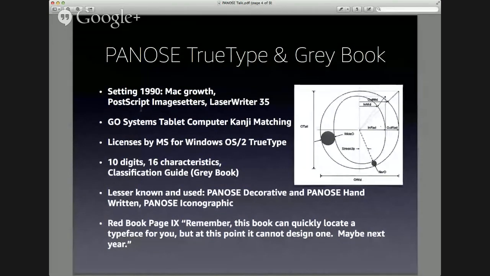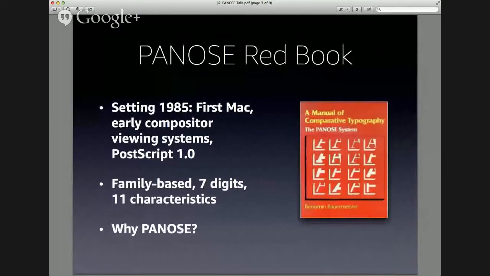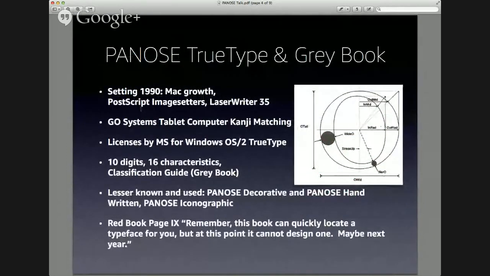And probably the most important thing was in that red book, back here on page 9, there was one phrase in the text that said, "Remember, this book can quickly locate a typeface for you, but at this point, it cannot design one. Maybe next year."